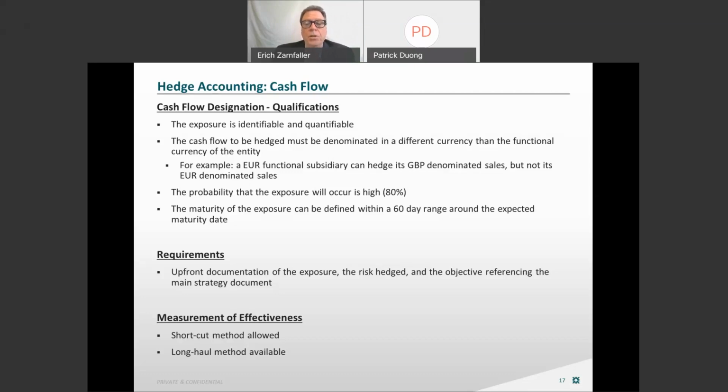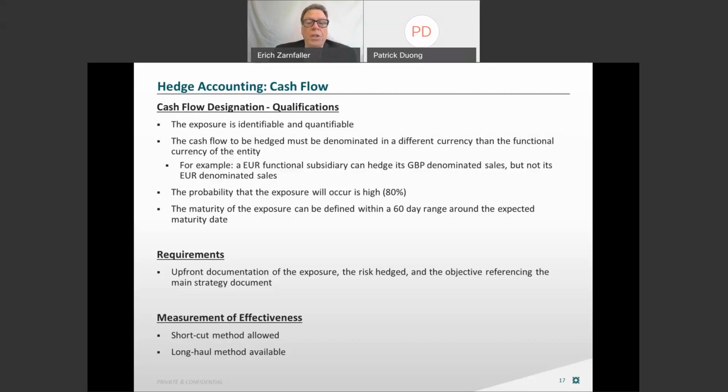Then the probability that the exposure will occur must be high, let's say around 80%. And this probability must be maintained during the life of the exposure to retain hedge designation. The maturity of the exposure must be defined, but the maturity of the exposure may occur within a 60-day range around the designated maturity date. In other words, if the exposure is designated to mature on June 30th, to retain the cash flow hedge designation, the exposure can occur during the period June 1st through July 30th. So hedge accounting allows for some timing variances.